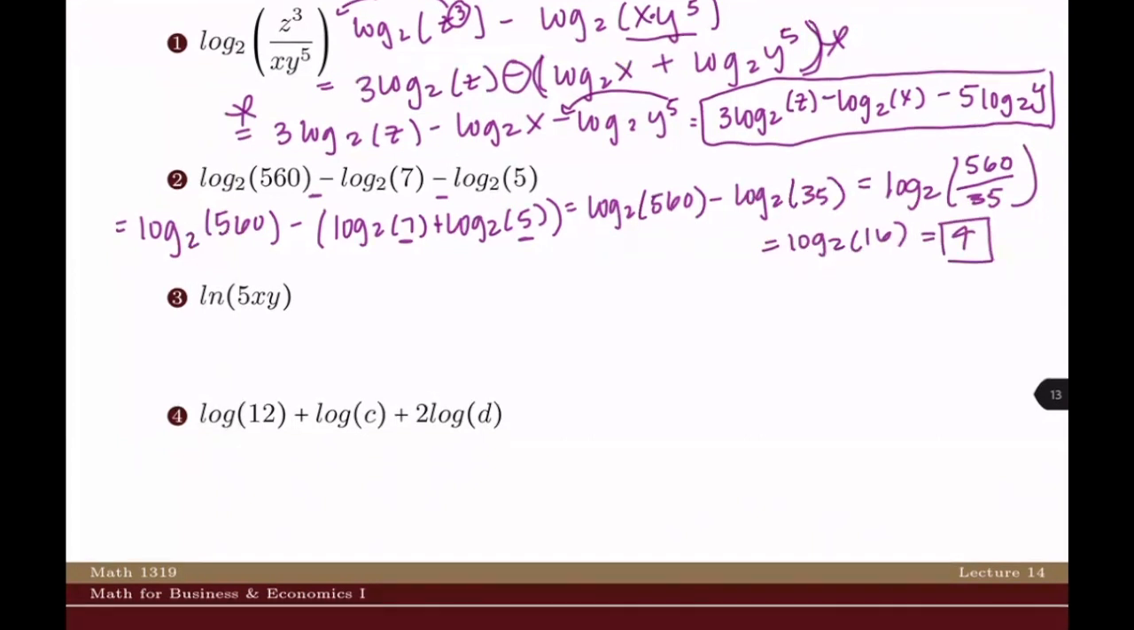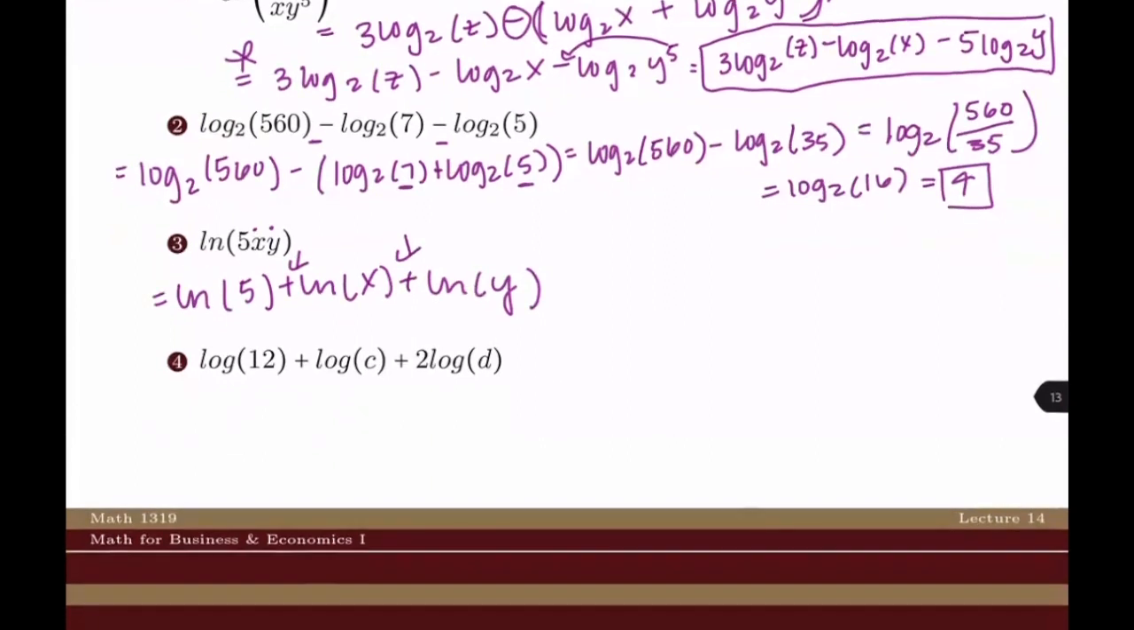Okay, let's do the multiplication ones next. So ln of 5xy, that's just going to equal ln of 5 plus ln of x plus ln of y. Pretty straightforward, right? Because they're all multiplication, that means you can split them all up into addition.